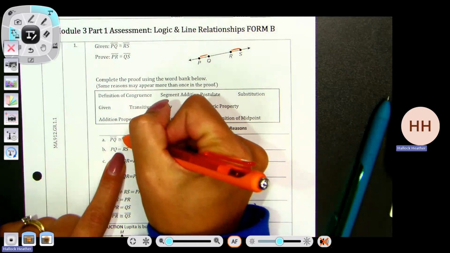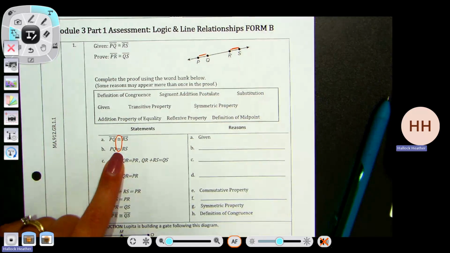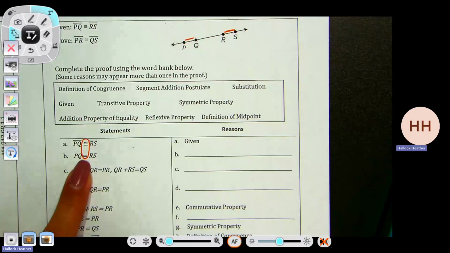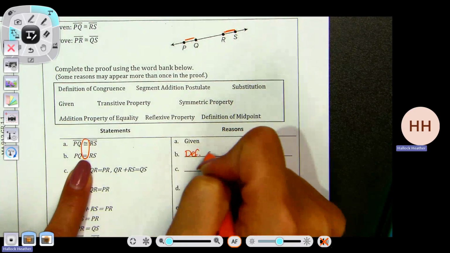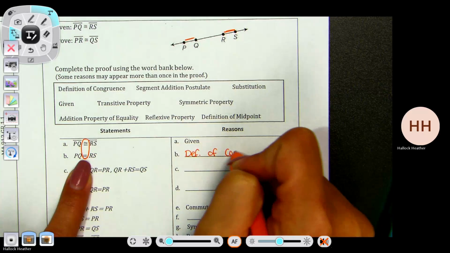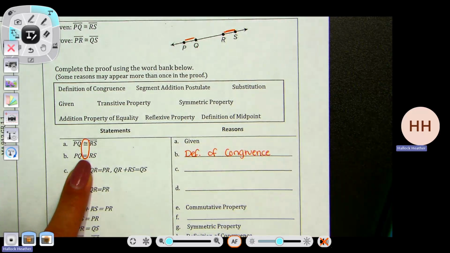The next step, to tie this step to this step, the part that is changing is that it is changing from a congruency symbol to an equal sign. When you change your symbol from an equal sign to a congruency symbol, that is automatically going to be the definition of congruence, because when the sign changes and everything else is the same, it's definition of congruence.